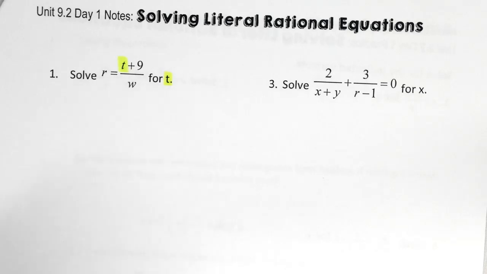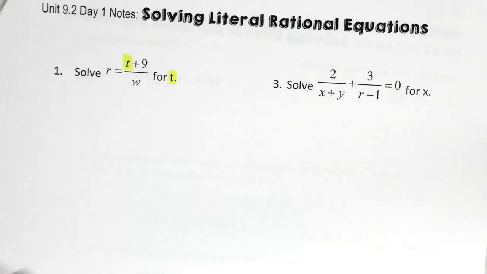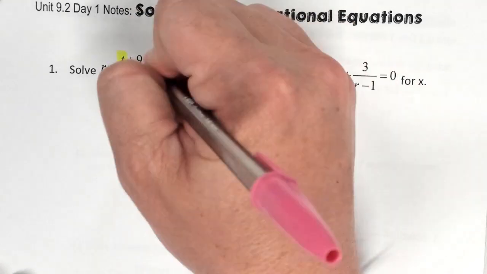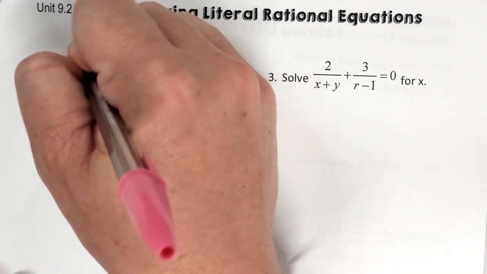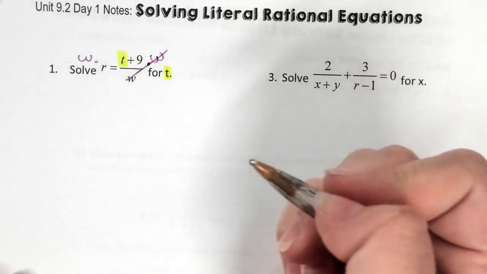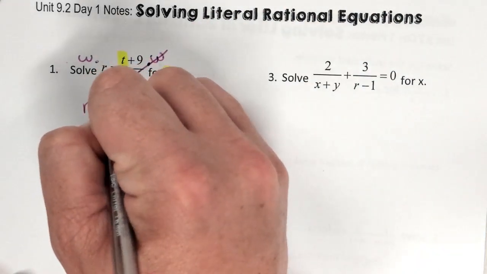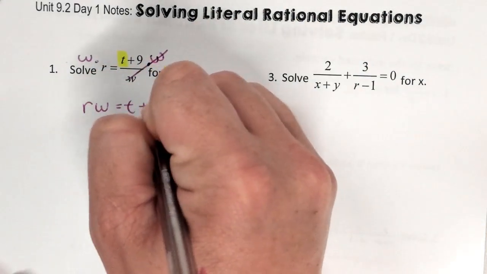So here's t. The way this works is you want to get rid of your fractions and/or parentheses. None of them have parentheses yet, so we need to get rid of our fraction. How do we get rid of our fraction here? Multiply both sides by what? W. So these W's cancel, and I get RW equals t plus 9.